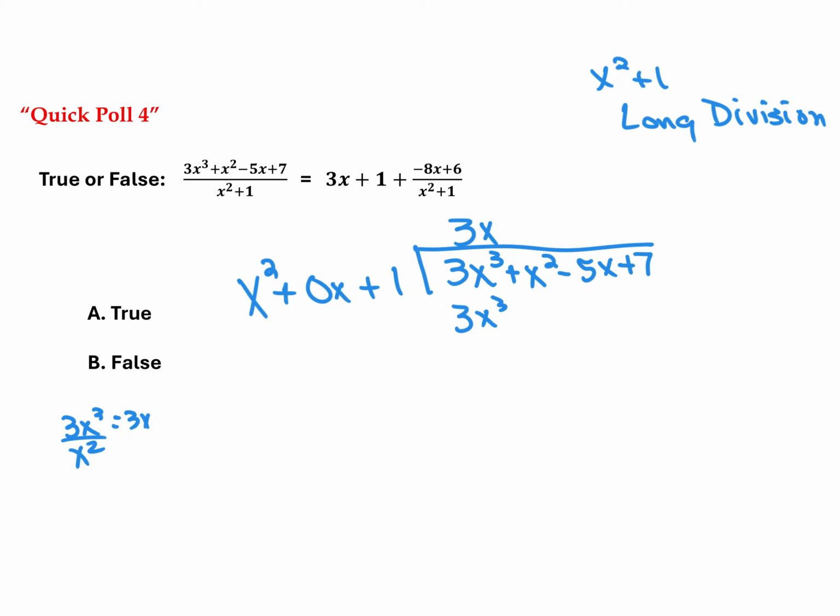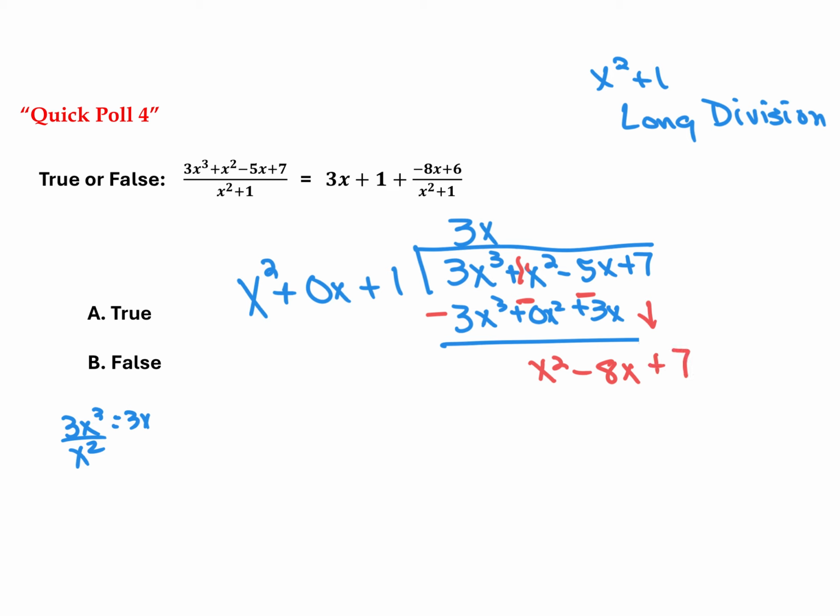I multiply 3x times x squared is 3x cubed. 3x times 0x is 0x squared. 3x times 1 is 3x. I subtract, which means that I'm going to take the opposite. This is a minus, this becomes a minus, and this becomes a minus. I have 1 minus 0, which is going to give me x squared. And I have negative 5x minus 3x, which is negative 8x. And I bring down the next term.